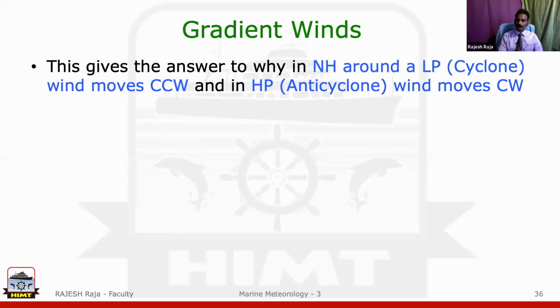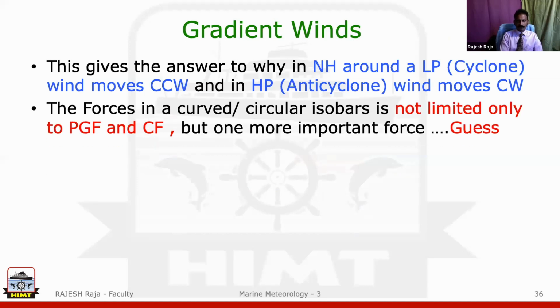In the northern hemisphere, low pressure is cyclone, and wind moves counterclockwise. High pressure is called anticyclone, and wind moves clockwise. This name is confusing, but yes, this is how it is.